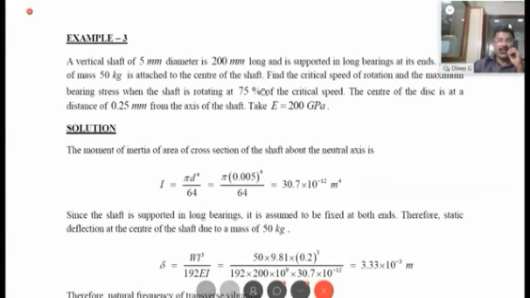When the shaft is rotating at 75% of the critical speed, the center of the disc is at a distance of 0.25 millimeter from the axis of the shaft.